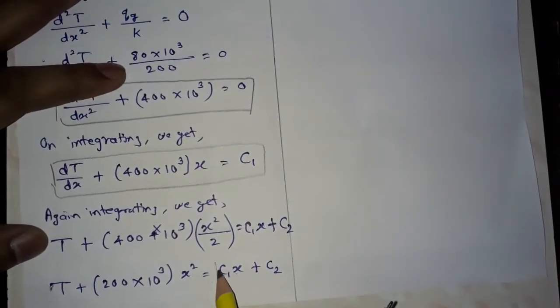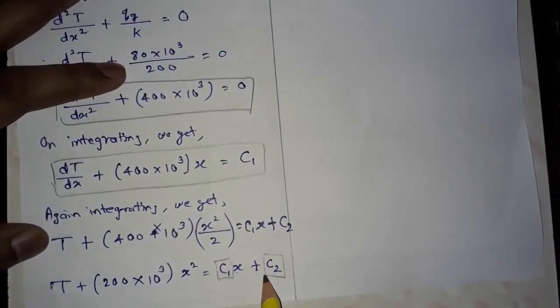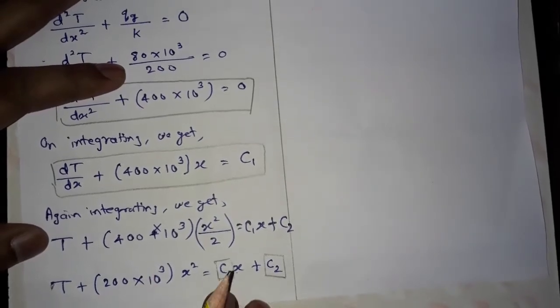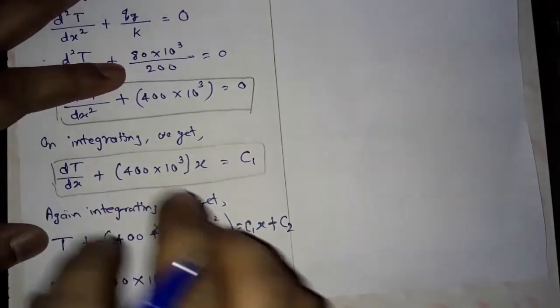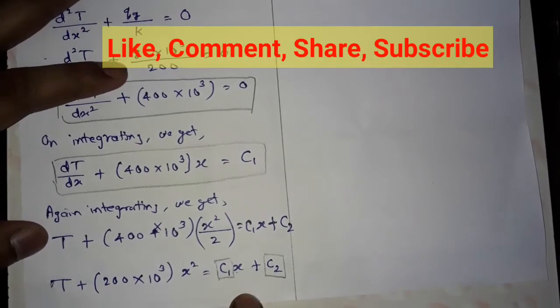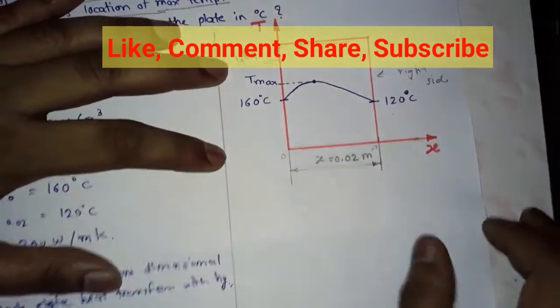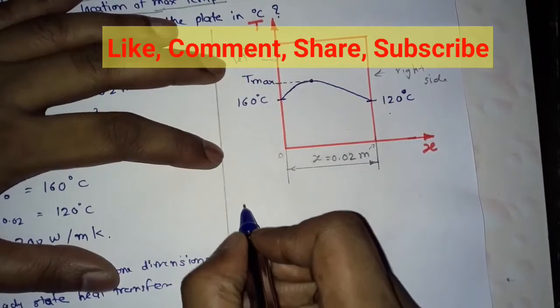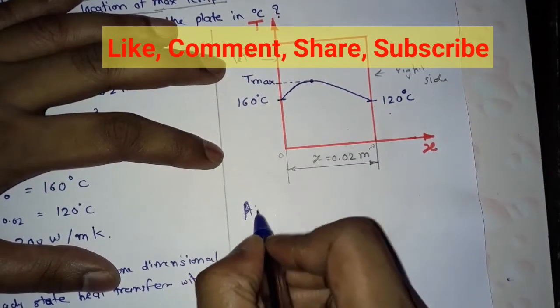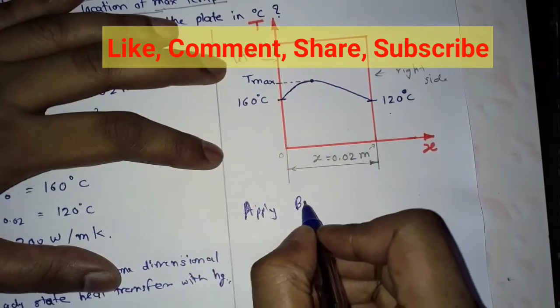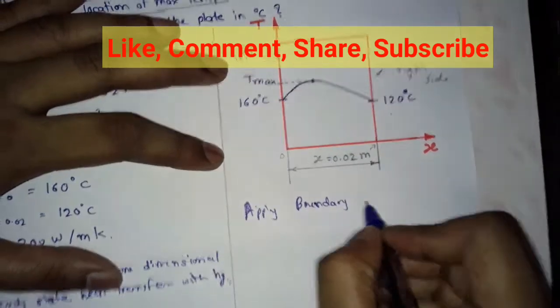Here friends, these two, c1 and c2, are the constants, so we need to calculate their values, so we need to apply here boundary conditions.